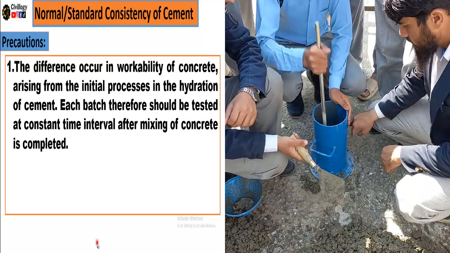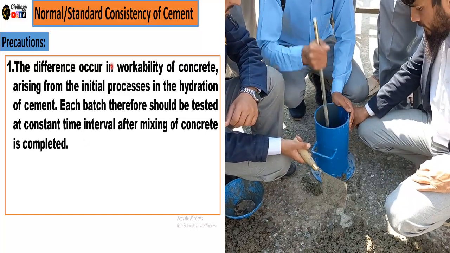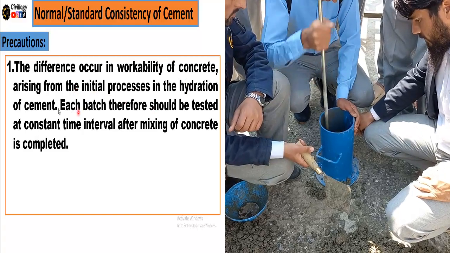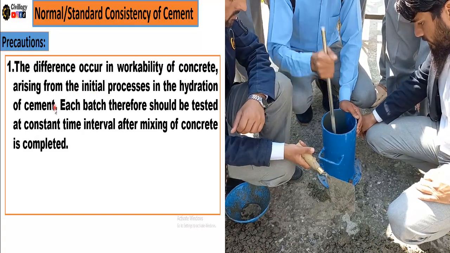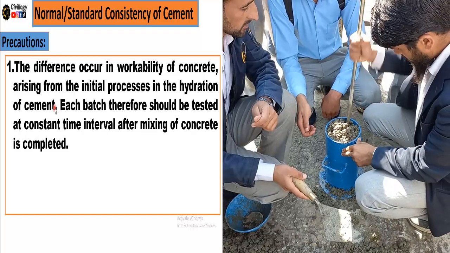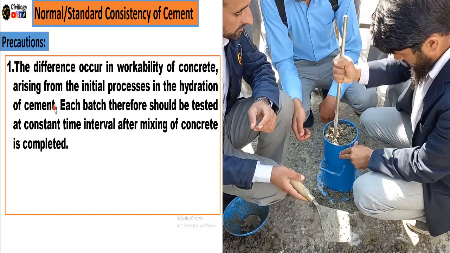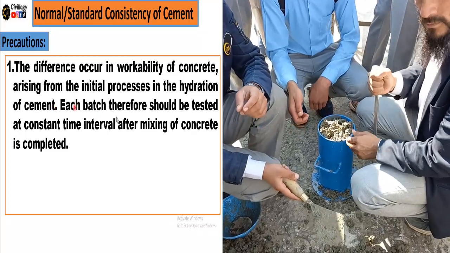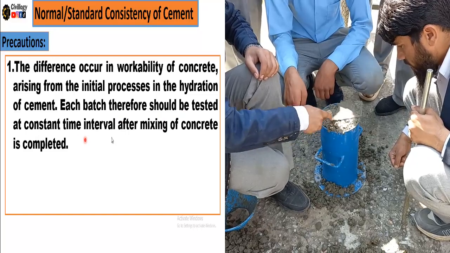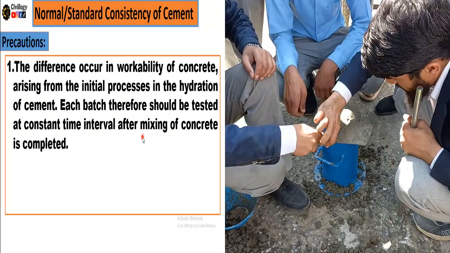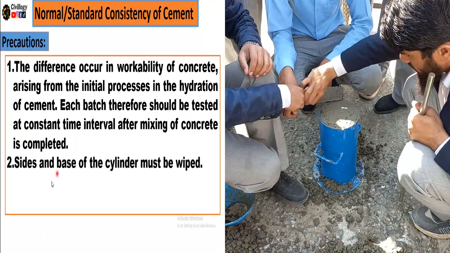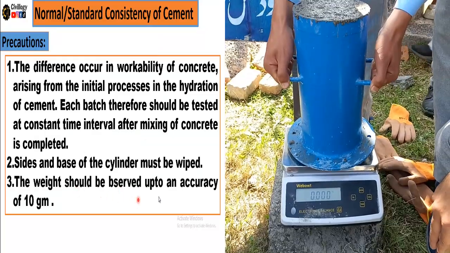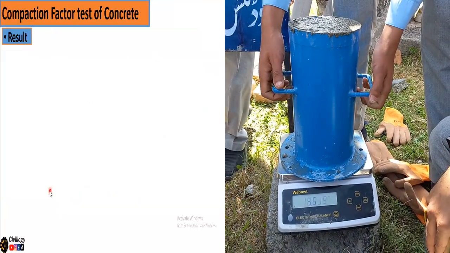The precaution that must be taken into account is that differences occur in the workability of concrete arising from the initial processes in the hydration of cement. As the hydration process starts, the water starts evaporating or decreasing, which will affect the workability. So each batch should be tested at a constant time interval after mixing of concrete is completed. Sides and base of the cylinder must be wiped. The weight should be observed up to an accuracy of 10 grams.